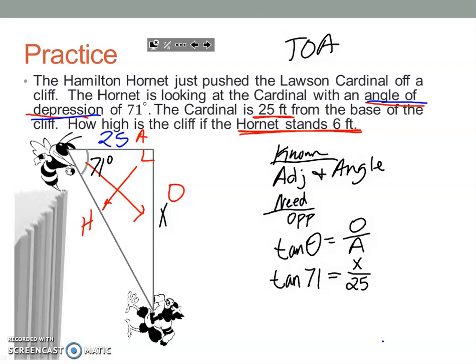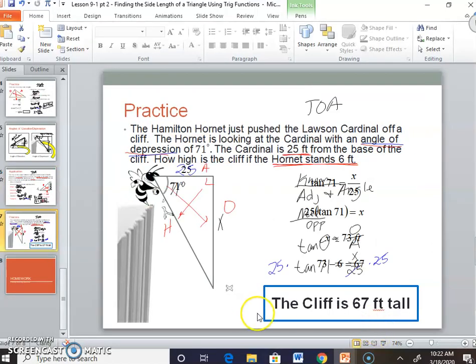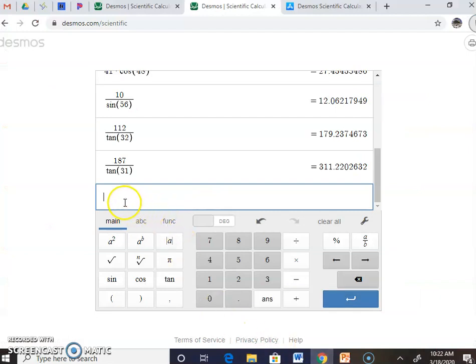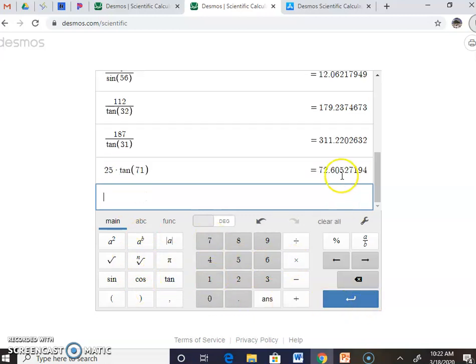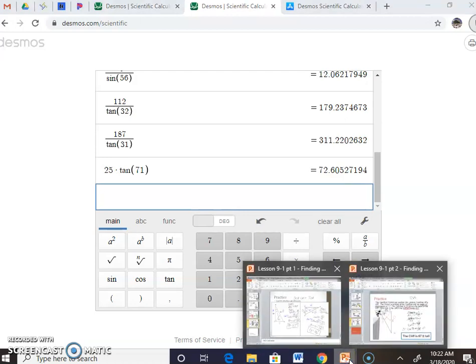Last problem we went over what to do if the x was on the bottom. Now I've switched it, x is on top. Remember, x on top is the one that's a lot easier to solve. We're trying to get rid of that 25. Multiply by 25, those cancel, but that means I have to multiply by 25 on the other side as well. I'm going to go to my Desmos calculator, and I'm going to take 25 times the tangent of 71. And it tells me that that cliff is 72.6 tall.